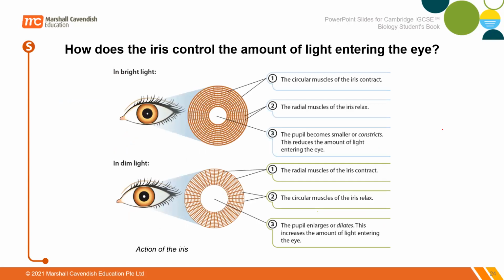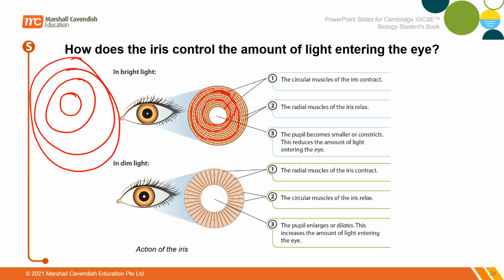In bright light, what will happen is that the circular muscle, and this is the circular muscle, look directly at the circles, okay, all of these are examples of the circular muscles. The circular muscle will contract and the radial muscle relaxes. When the circular muscle contracts, the pupil becomes narrow. Okay, so this will definitely protect the inner parts of the eye.